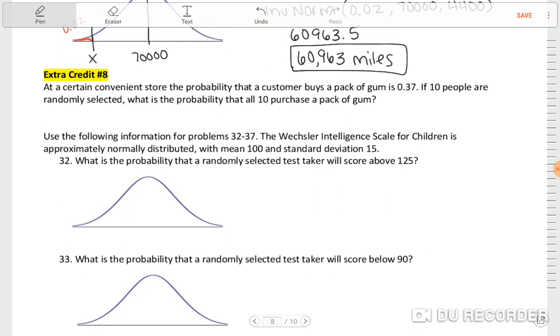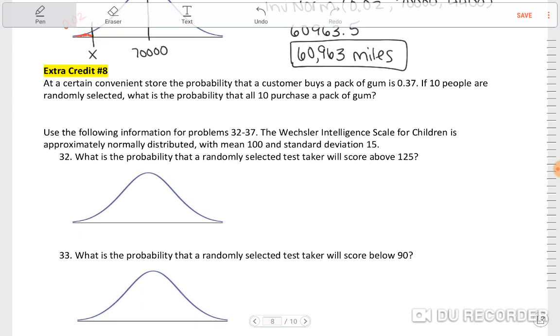Okay, extra credit, number 8. At a certain convenience store, the probability that a customer buys a pack of gum is 0.37. If 10 people are randomly selected, what is the probability that all 10 purchase a pack of gum? Pay special attention to the fact that it says all 10. Okay, these are independent, because they're randomly selected.